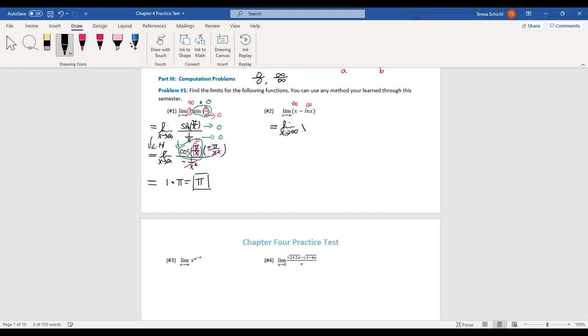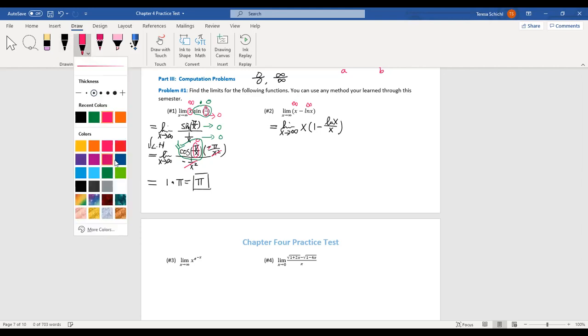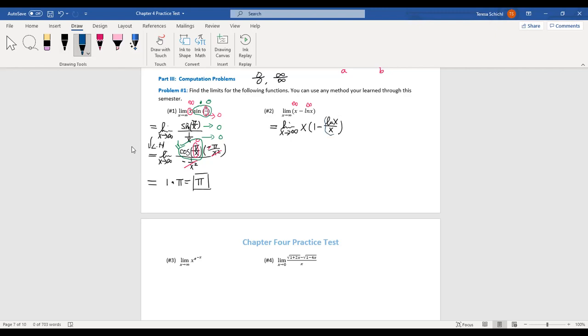So what I can do is maybe factor the x out. If you factor the x out, this will be x times one minus natural log x over x, right? Okay, now let's take a look at this one separately: the limit as x approaches infinity of natural log x over x. So what is this one going to give you? Infinity over infinity.